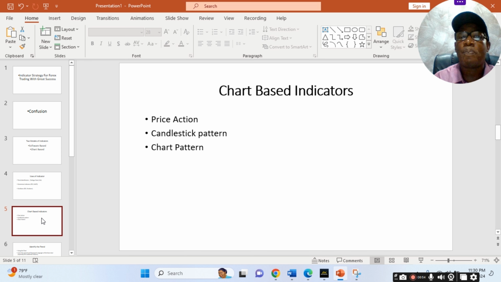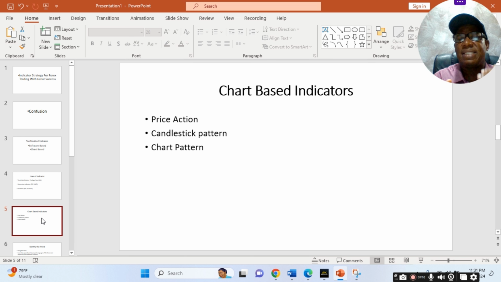Then the support and resistance. These things are found on the charts. They are indicators that will tell you, the price action will tell you if this market will continue or is reversing. The candlestick does something and the chart pattern does something.